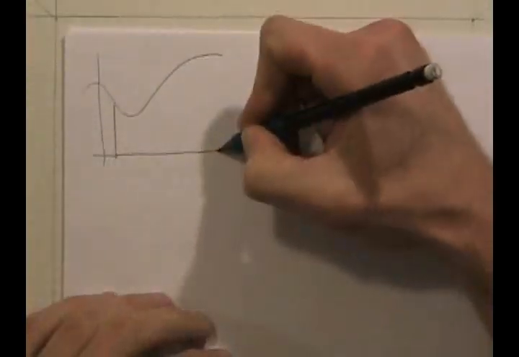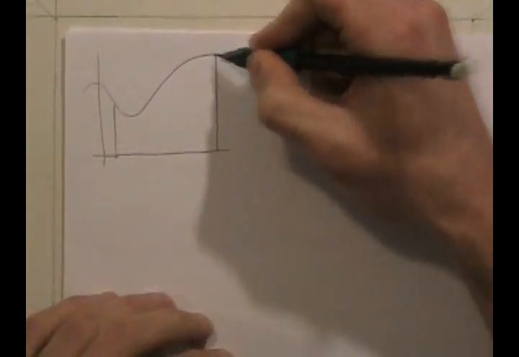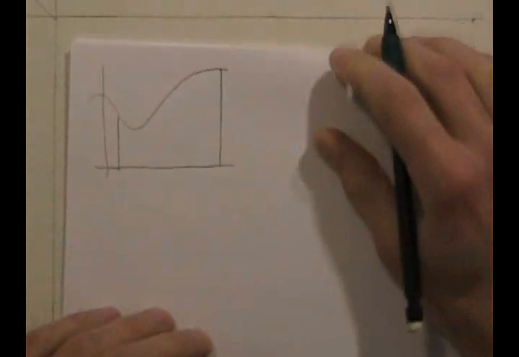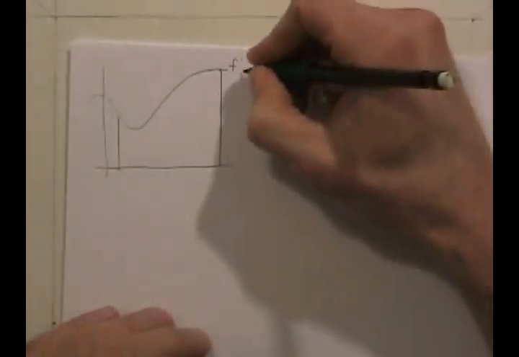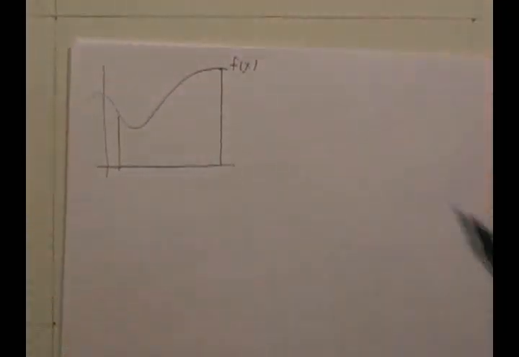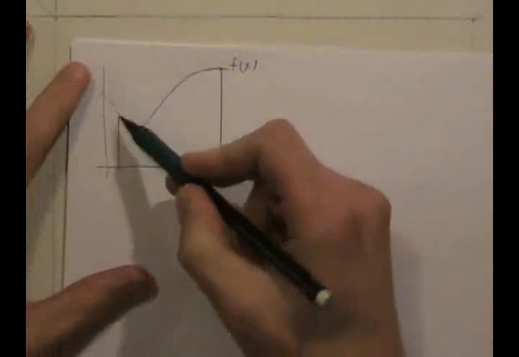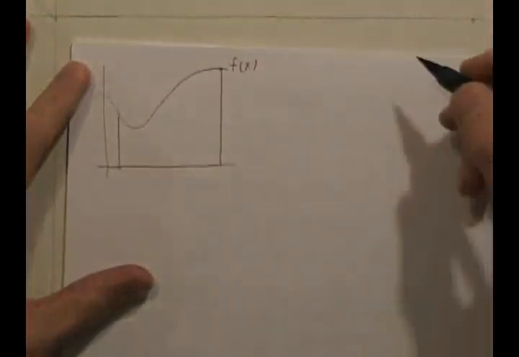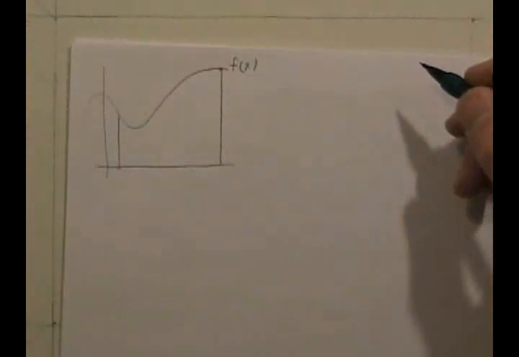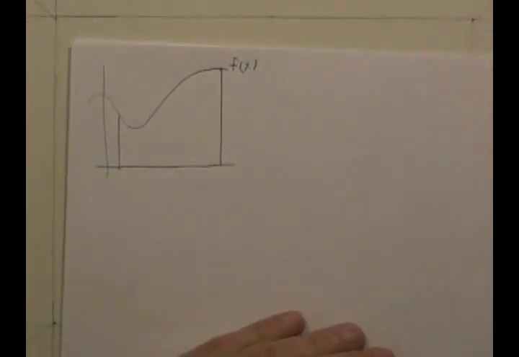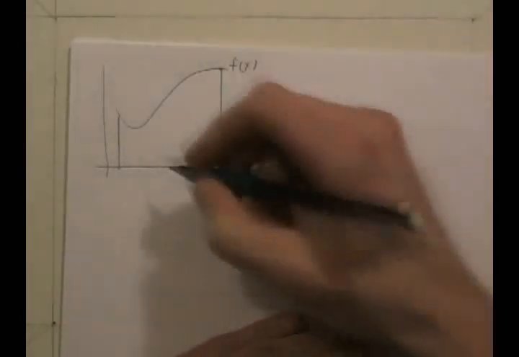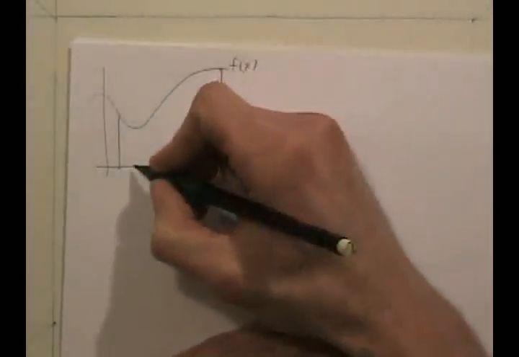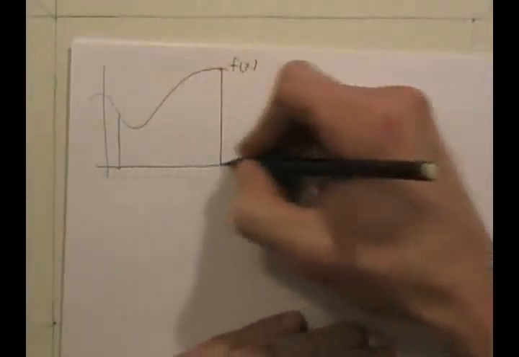Suppose we're interested in the problem of finding the area underneath the curve, a general curve, f of x. So we want this shaded area here between the curve and the x-axis. One way that we could approximate this, and remember, this is just a theoretical thing, is to start out by partitioning the x-axis.